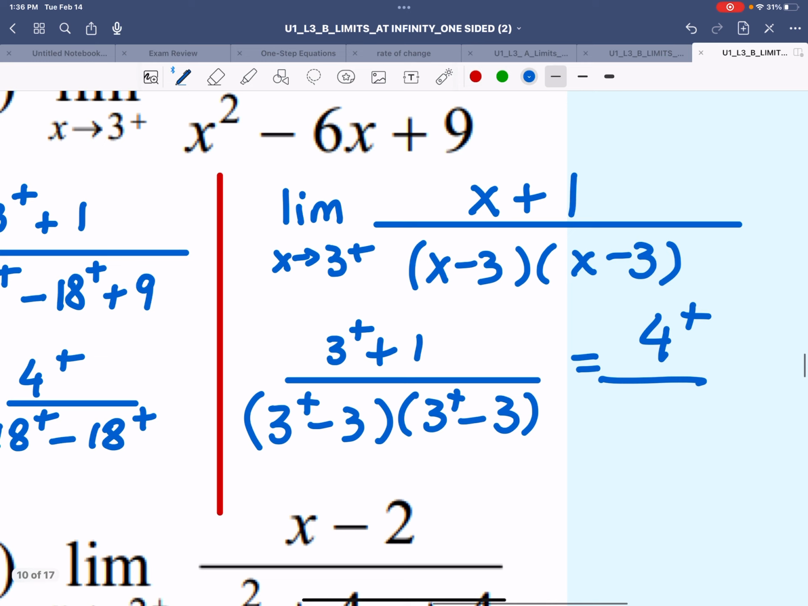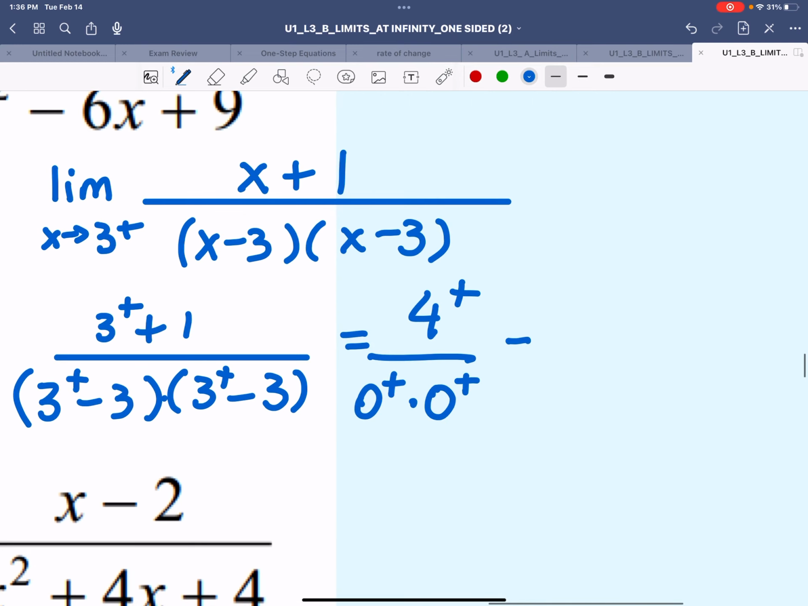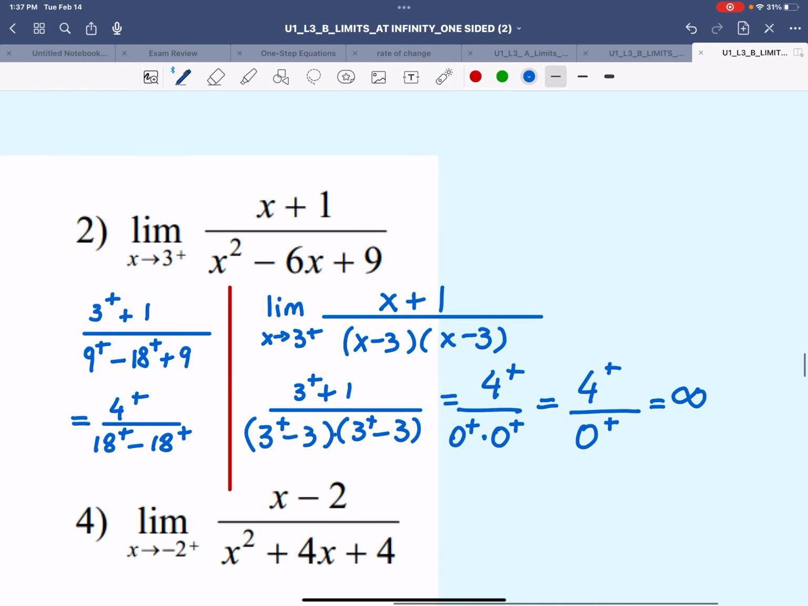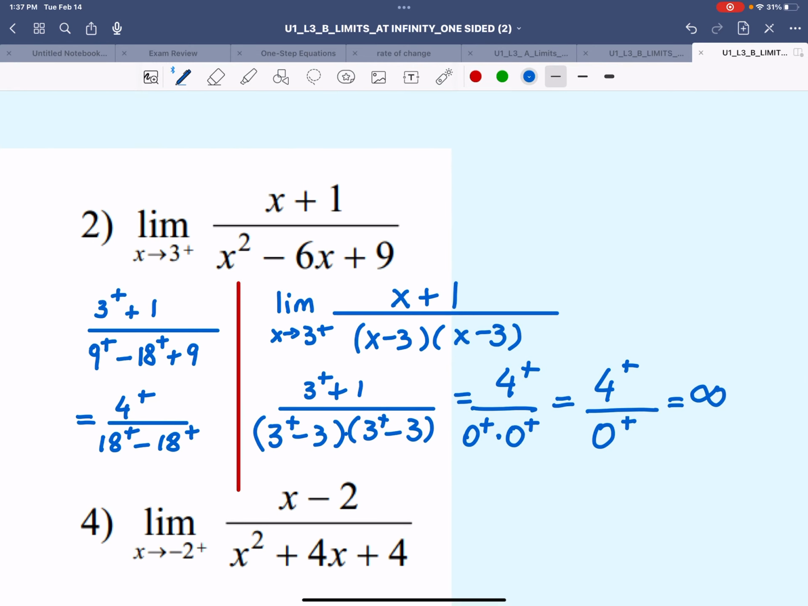And let's take a look at what we obtain in here. The difference between 3 plus and 3 is 0 plus. So 0 plus it is. And multiplying here, 3 plus minus 3, that's a 0 plus. So two 0 pluses can multiply. We know it's going to give a number close to 0 and positive. And 4 over 0 plus is infinity. So therefore, we're going to say the limit equals infinity.